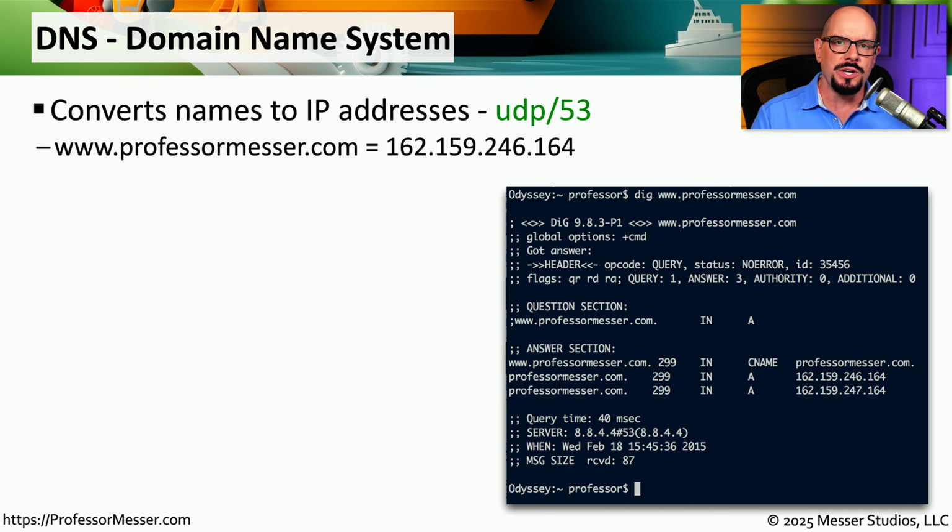In these videos so far, we've talked a lot about devices able to communicate with each other using IP, or Internet Protocol. The Internet Protocol address is one very similar to what you would see here, 162.159.246.164. But when we're typing things into our browser, we're not typing in a bunch of numbers. We're typing in the name of a website, such as www.professormesser.com. In order to translate this fully qualified domain name into a usable IP address for network communication, we need to perform a translation using the Domain Name System, or DNS. DNS commonly uses UDP port 53.